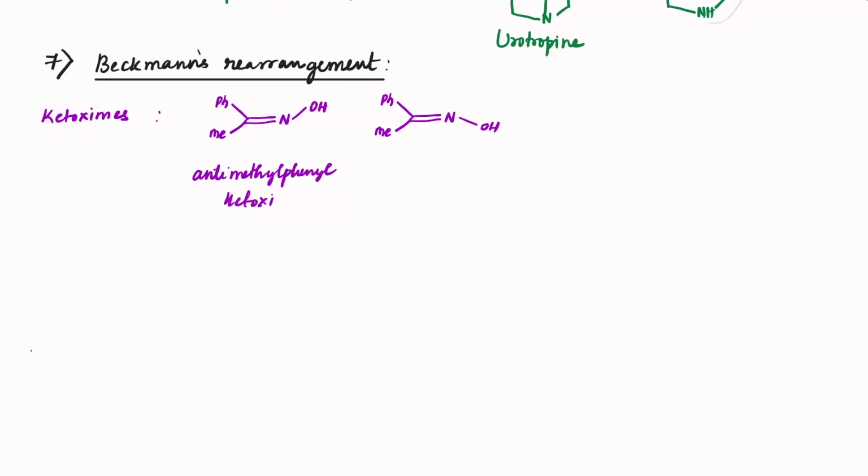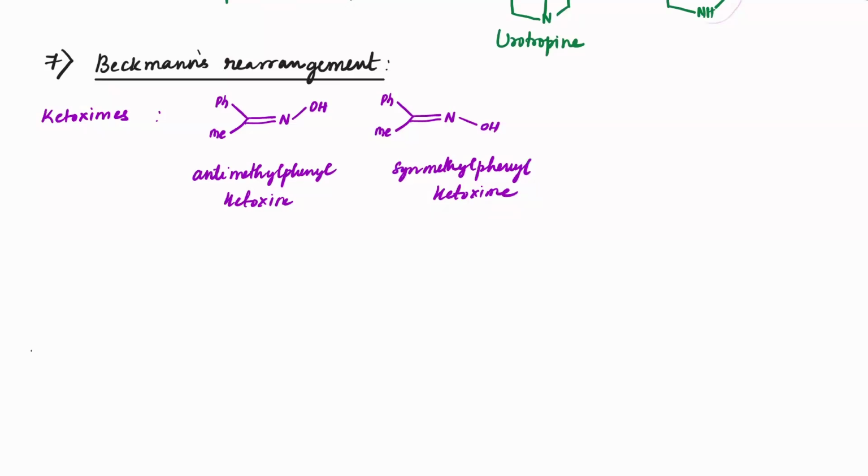While here this will become syn methyl phenyl ketoxime. So it depends upon which one you write first. This means that this methyl and OH are opposite to each other. Similarly, this methyl and H are on the adjacent side. So that is going to be the syn form of it.